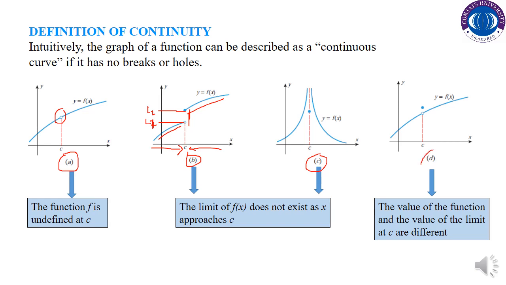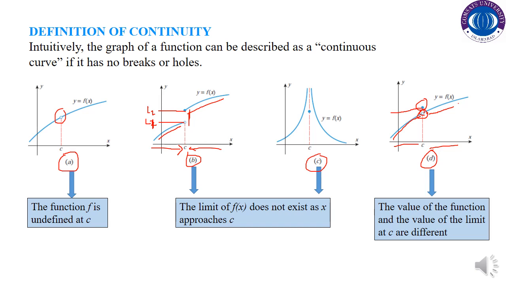Now in the graph D, the value of the function at C is defined. This is the value of the function at C, and the limit also exists. From the left side it goes to this point, and from the right side it again goes to the same point. So the left hand limit and the right hand limit are equal. The limit exists and the value of the function at C is defined, but the value of the function at point C and the value of the limit as x approaches C are different. So this graph is discontinuous.